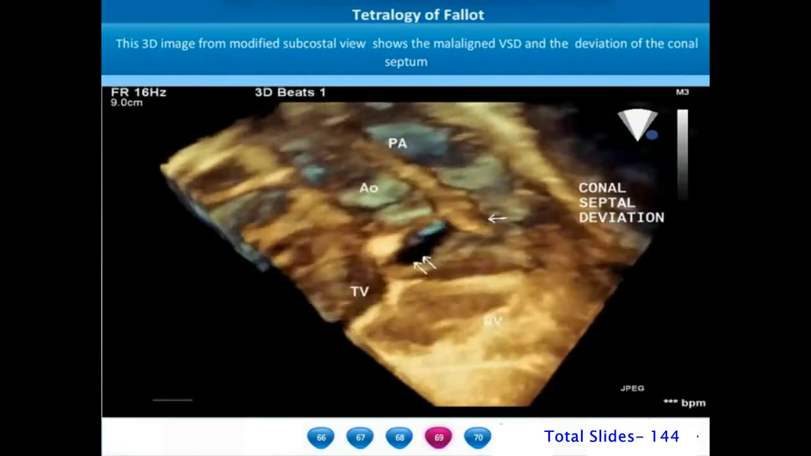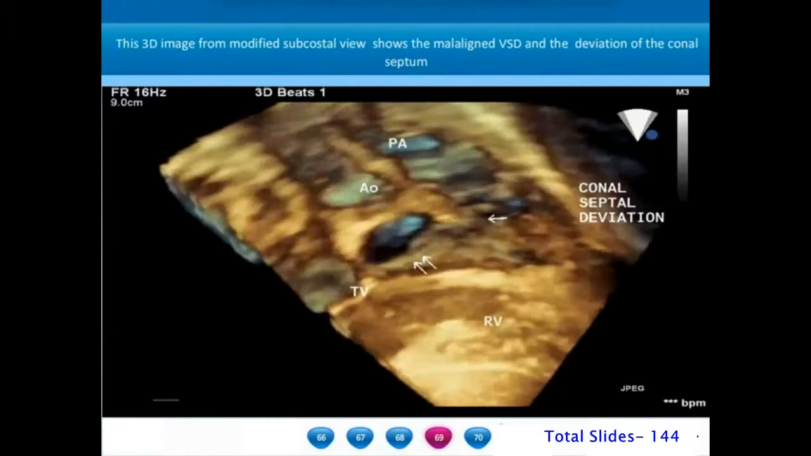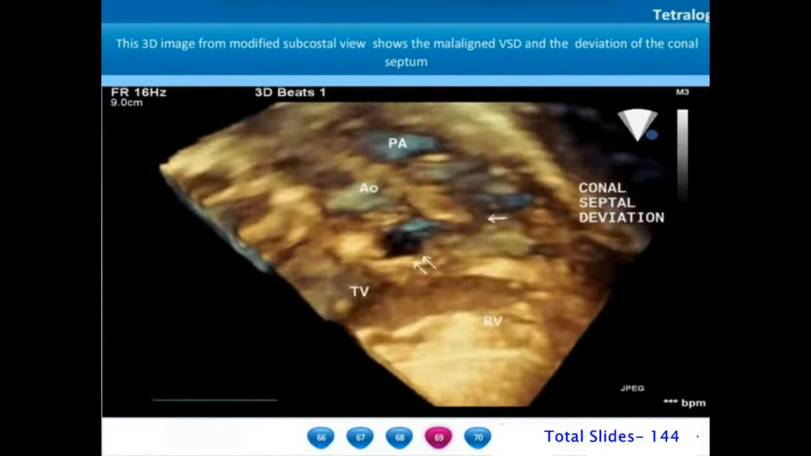We can also notice an anterior deviation of the conal septum, which is tilted towards the right ventricular outflow tract. This causes a narrowing of the infundibulum. We can appreciate the pulmonary valve and the main pulmonary artery distally.